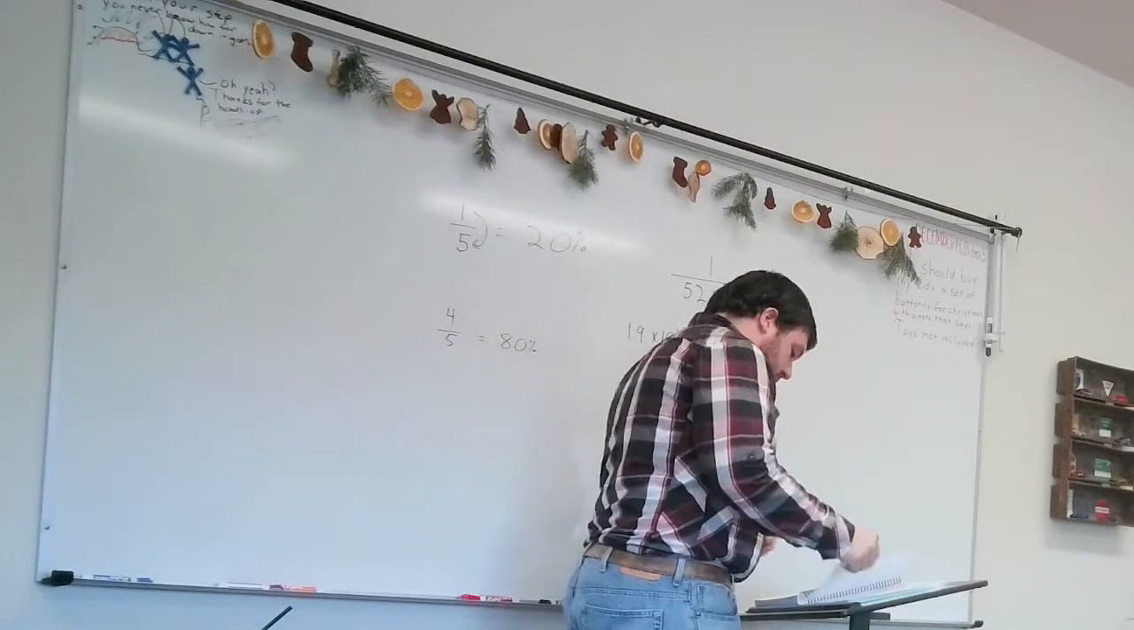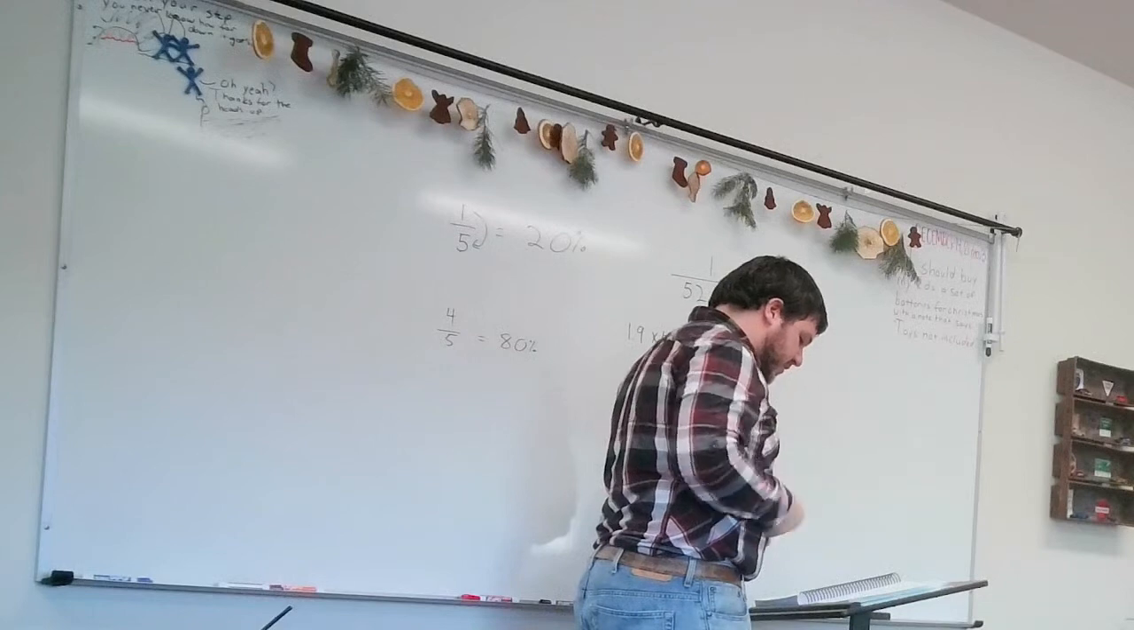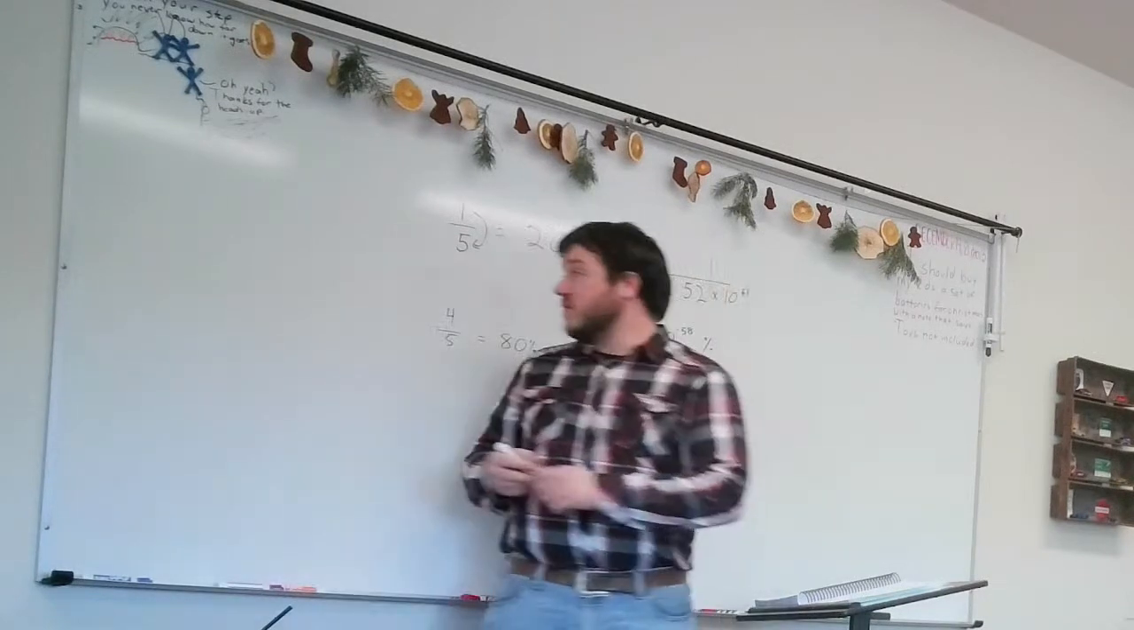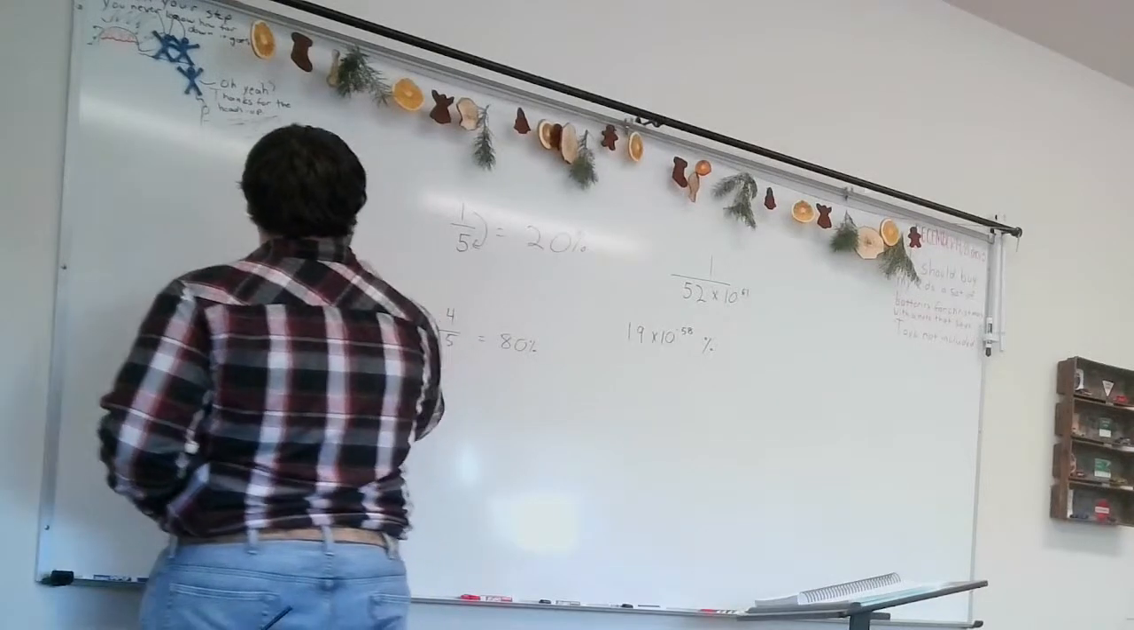Alright, let's just make sure that we get this. So the probability of rolling a 6 with a dice: 1 out of 6. 1 out of 6 is how we write it to begin with, and that equals.